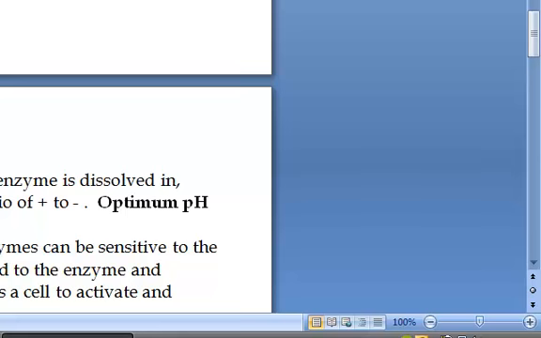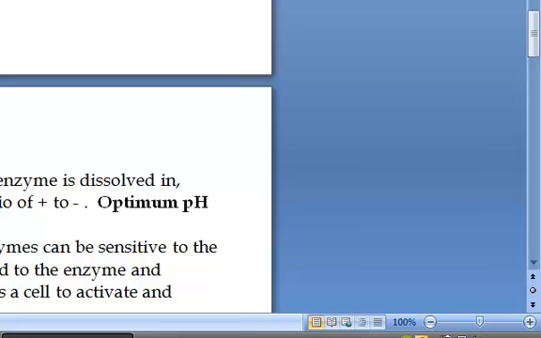One of them is going to be temperature. As you know, if you increase temperature, you're increasing molecular movement. So that means you could increase the chance that something is going to collide with something else. So if you're trying to get an enzyme to bump into a substrate, if you heat it up, you could increase the chance that could happen.